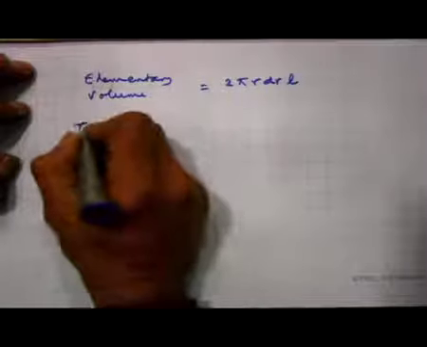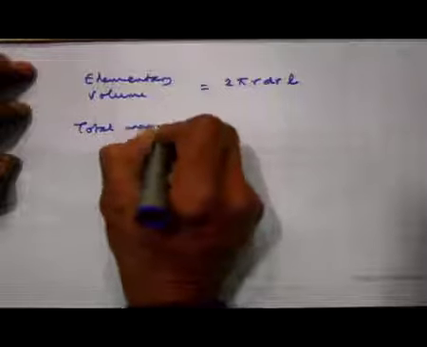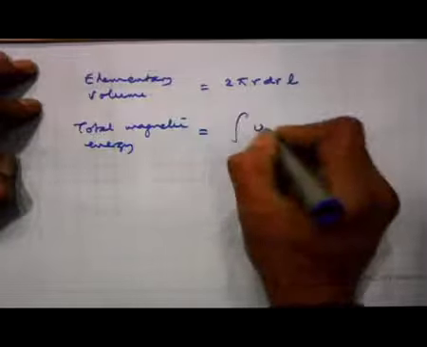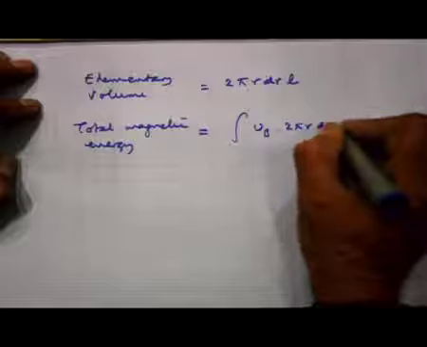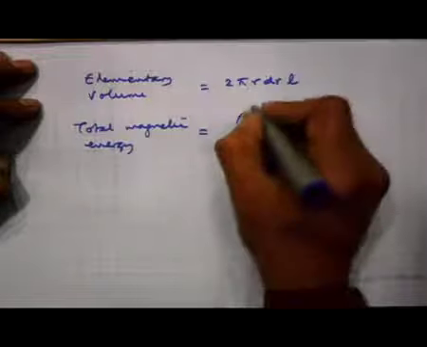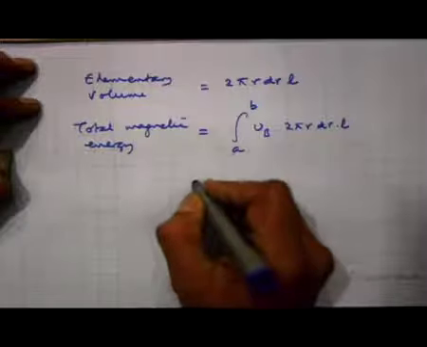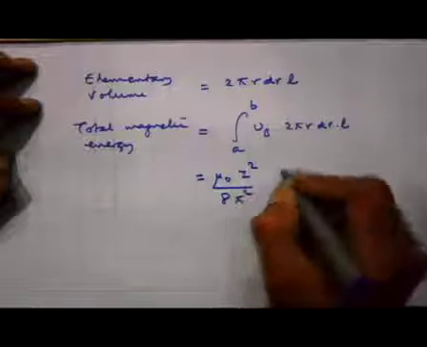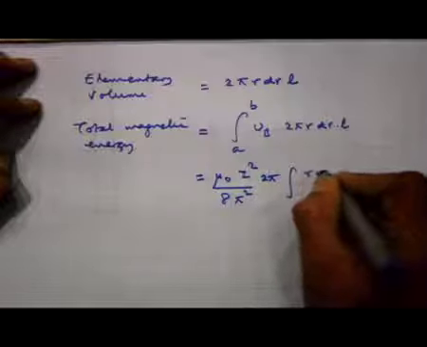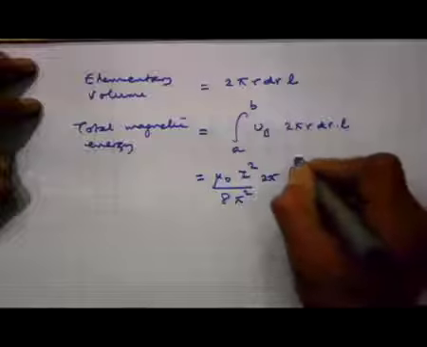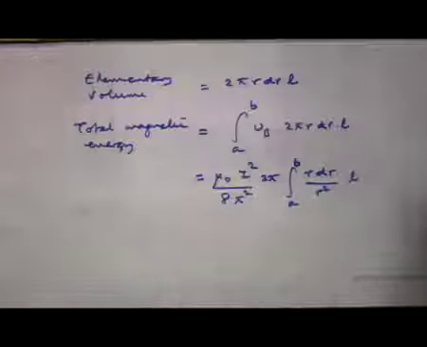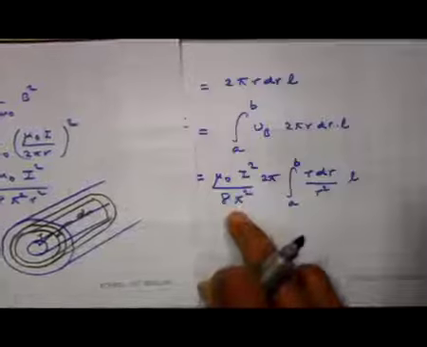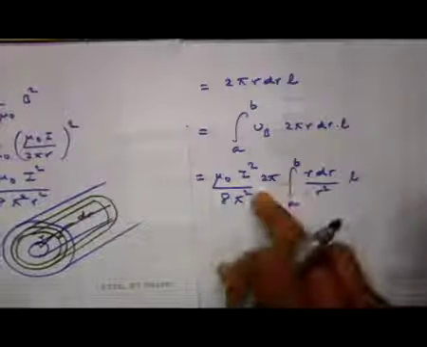So, the total magnetic energy is equal to integral u b into 2 pi r dr into L, and r goes from A to B, because the magnetic field is finite only from A to B. So, if I substitute, this is mu naught I square by 8 pi square into 2 pi into r dr by r square, A to B, into L. I have substituted the magnetic energy density mu naught I square by 8 pi square r square inside the integral, and 2 pi comes out of the integral, L comes out of the integral.